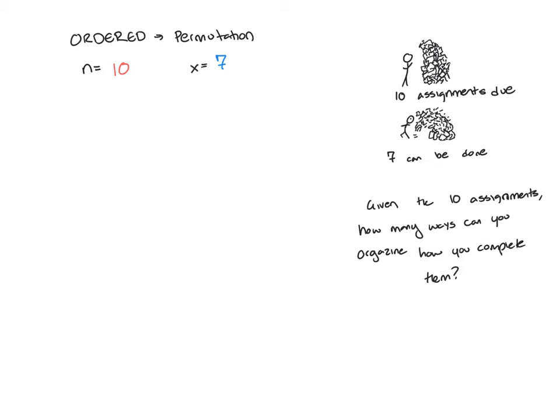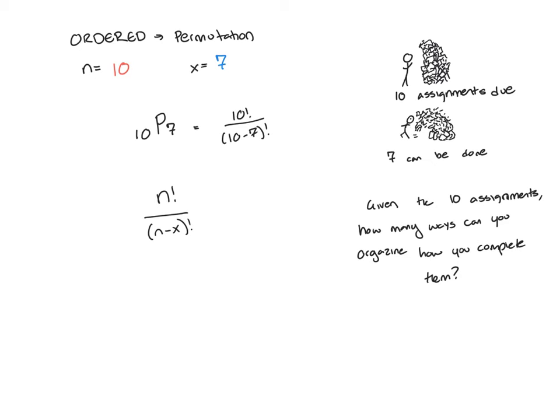To complete the permutation then, I'm going to go ahead and use our notation. I have 10 assignments. I'm choosing an ordered arrangement of 7 of them. And I know the formula for this is n factorial over n minus x factorial. So in this case, that'll be 10 factorial over 10 minus 7 factorial.